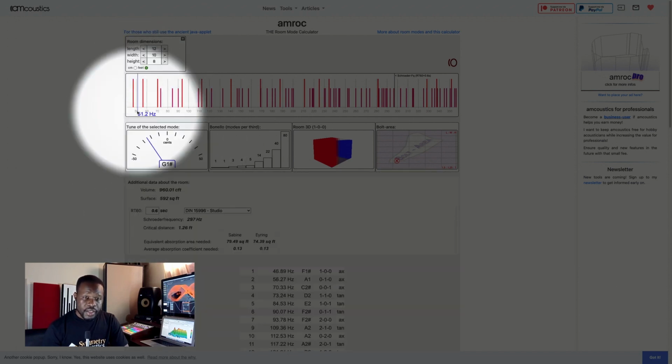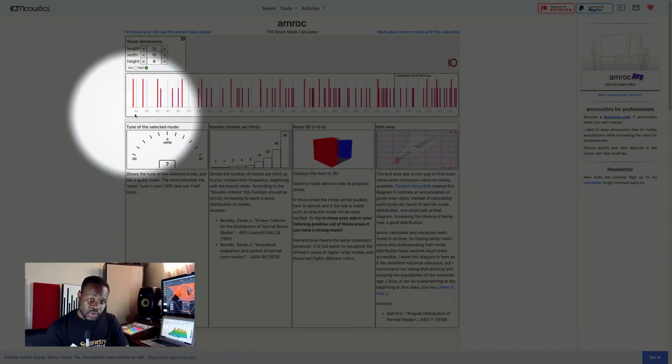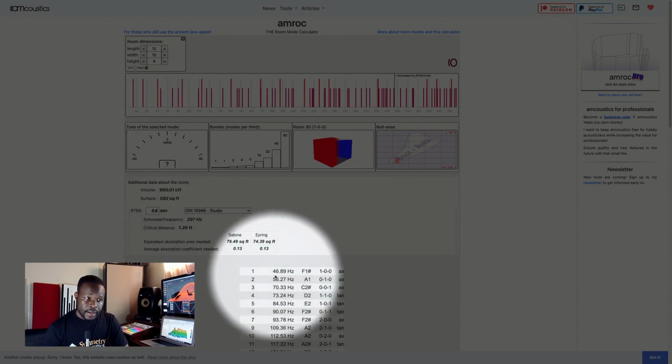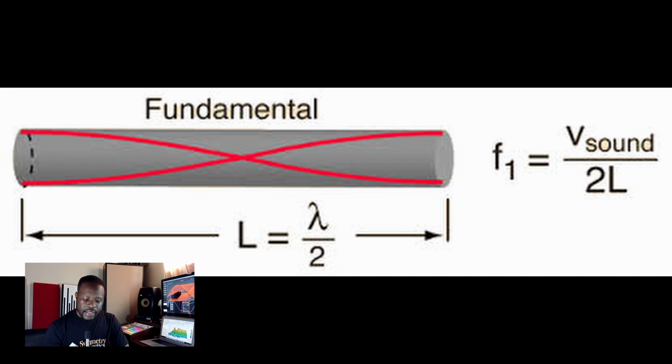What you do to find the frequencies that cause problems across a dimension is to take the speed of sound. I like using 1130. And then you divide it by that dimension times 2. In the other video I divided it by 1, but in this one we are going to divide it by 2, because that sound wave travels twice. It goes and comes back reflected, and that's how we end up with these room mode issues.